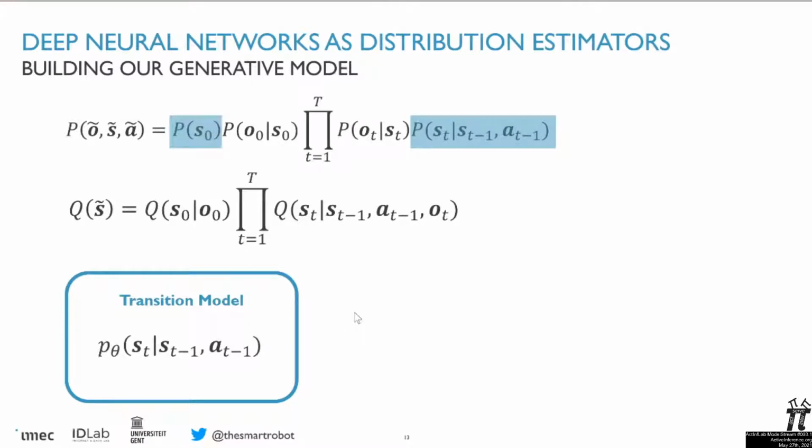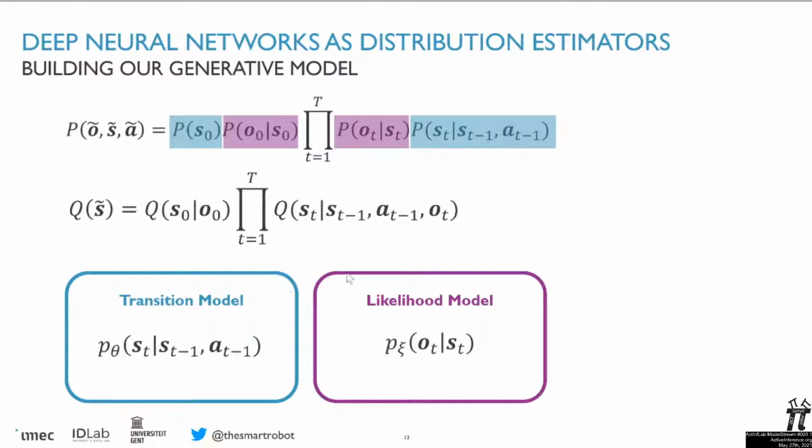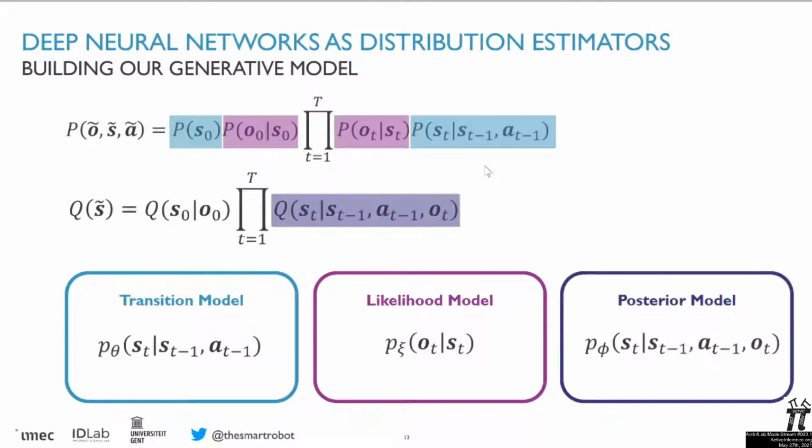Second part, oh yeah, and also the initial state is part of the transition model, but then you just provide it with a zero action, for example, just to bootstrap it. The second part is the likelihood model. So given a state, you want a model that predicts what kind of observation you will see. And then finally, you have the posterior model that, given the previous state, action, and your current observation, also has to infer which state you're in.